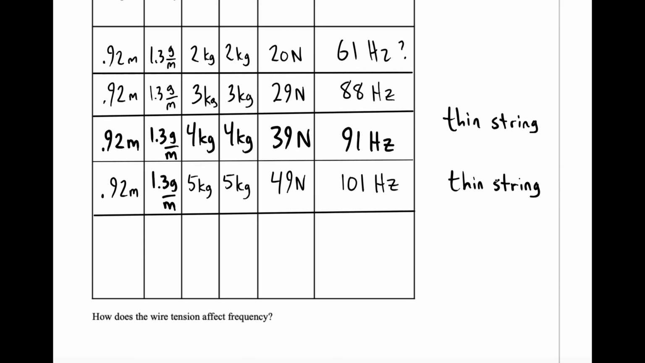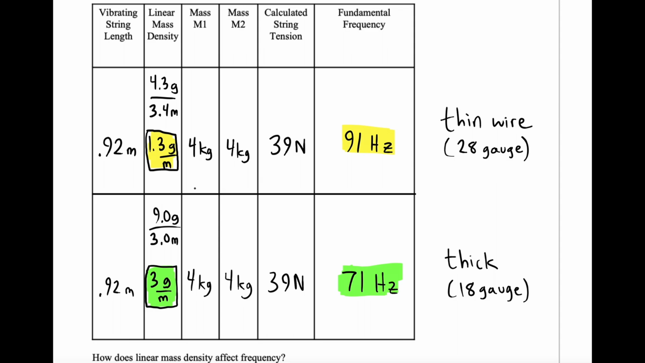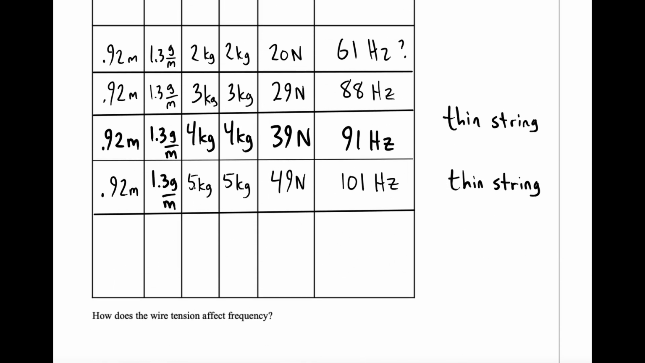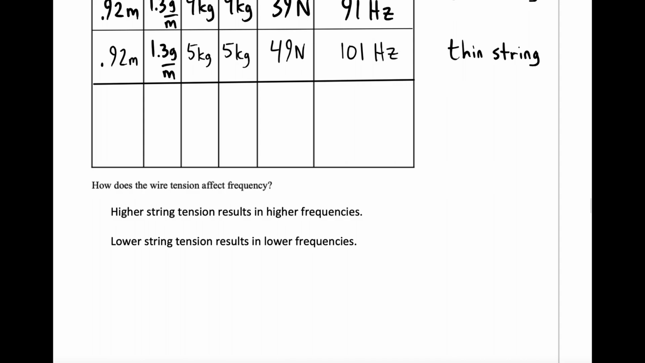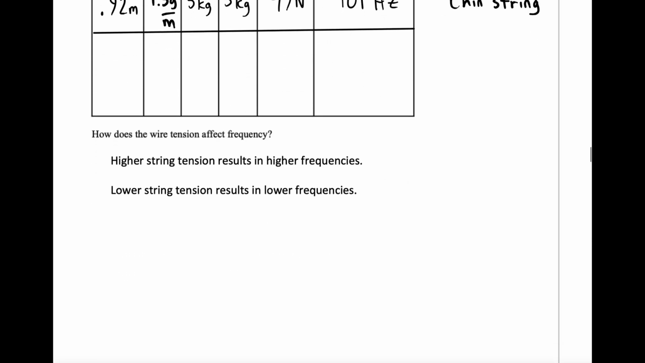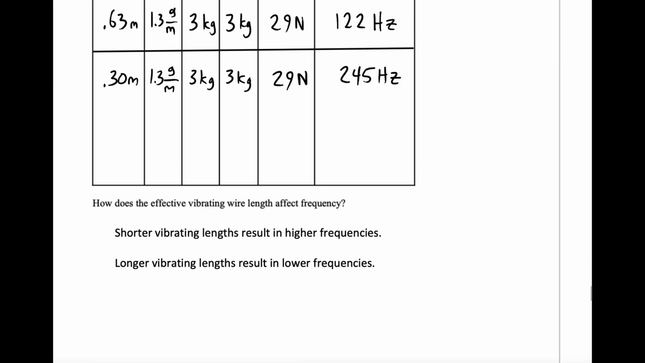So clearly, the linear mass density matters when it comes to the frequency. And we see that the wire tension matters. Higher string tension results in higher frequencies. Lower string tension results in lower frequencies. And finally, shorter vibrating lengths result in higher frequencies, and longer vibrating lengths result in lower frequencies.